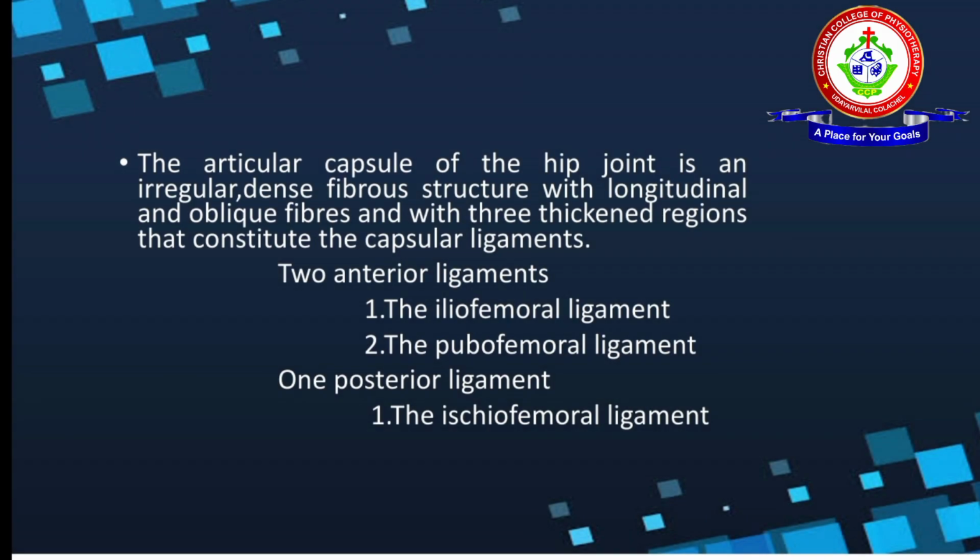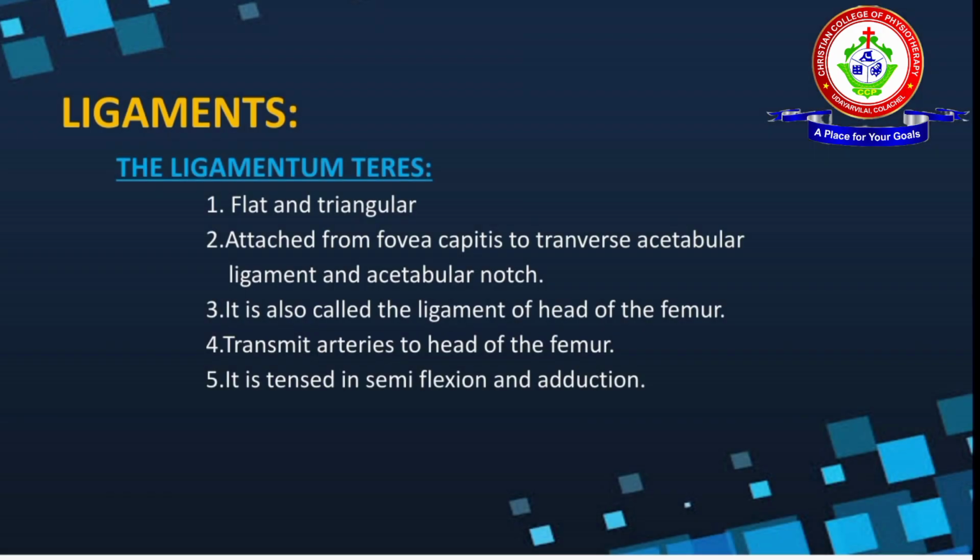The articular capsule of the hip joint is an irregular, dense, fibrous structure with 3 thickened regions that constitute capsular ligaments. There are 2 anterior ligaments and 1 posterior ligament. The 2 anterior ligaments are the iliofemoral ligament and the pubofemoral ligament, and the 1 posterior ligament is the ischiofemoral ligament. Then the ligaments of hip joint.